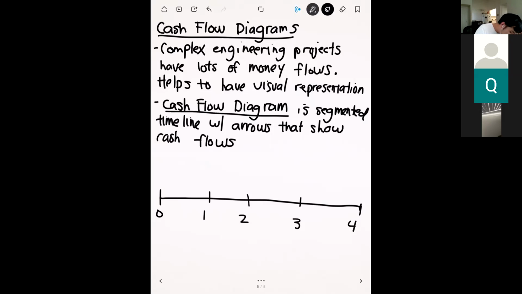One thing to note is that cash flow diagrams always start at time zero, and time zero always indicates today. So when you draw a cash flow diagram, you start at zero and this is today. At this point you can add arrows to the diagram to indicate either positive or negative cash flow. Benefits will be written above the diagram as up arrows. Let's say we have a project where we make $300 per month.